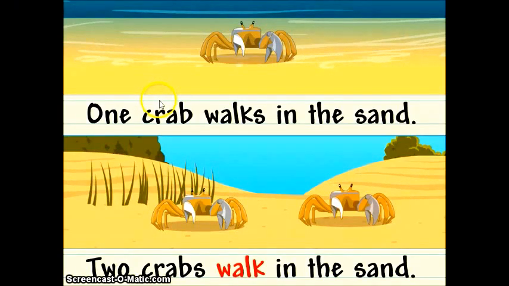Okay, so now we have another example in which we are using a different verb from the one we already used in the last sentence. In this case, we have one crab that walks in the sand and two crabs that walk in the sand. As you can see, there's a final S at the end of this verb, and in this one there is no final S. This is just because we are using one crab as a singular subject, and in this one we are using two crabs as a plural subject. It's always the same, and it's very simple to understand.